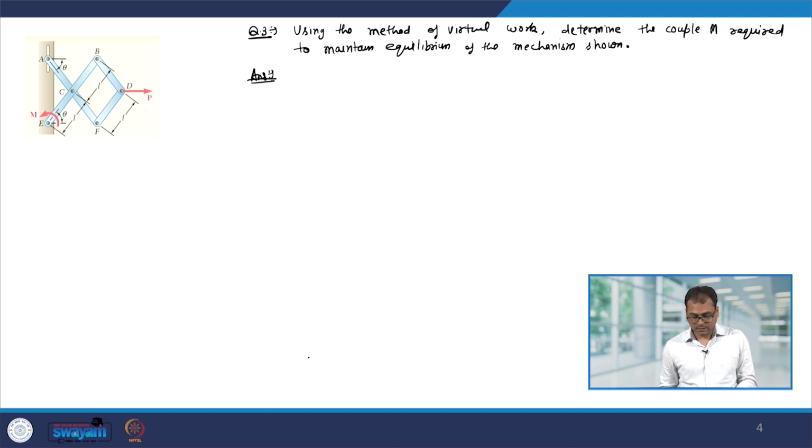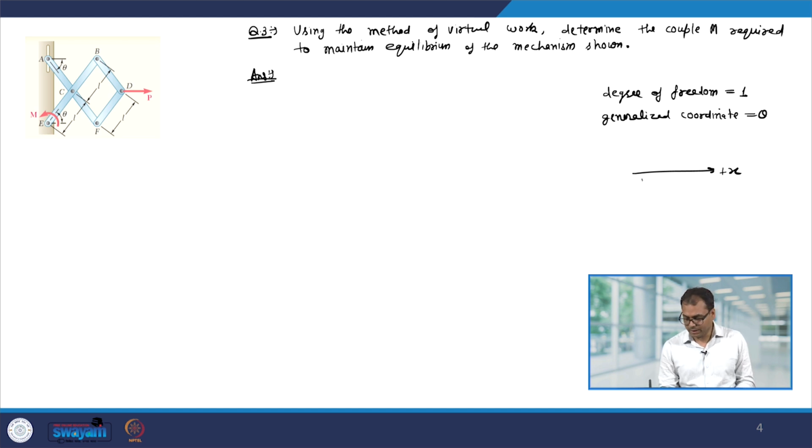So, you can see here that the degree of freedom is 1 and the generalized coordinate is theta, because with this 1 theta I can find out the position of the link. Now, again the sign convention: the force P is applied in that direction, so let me take this as positive x, and the moment is applied in that direction, so let me take this direction as positive.